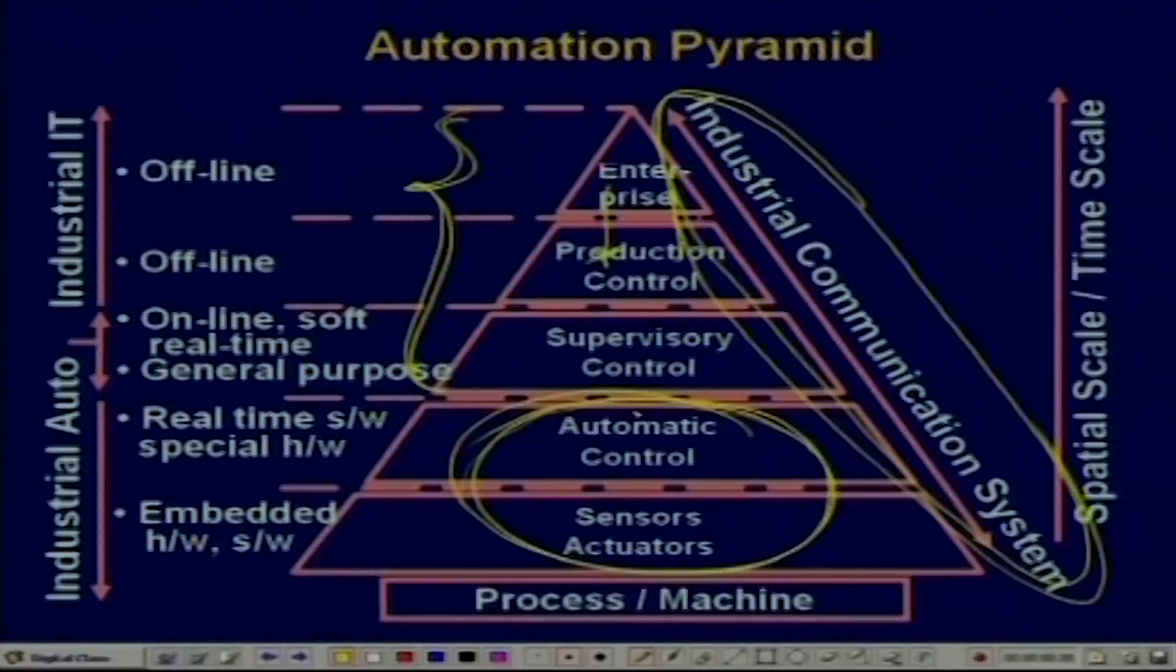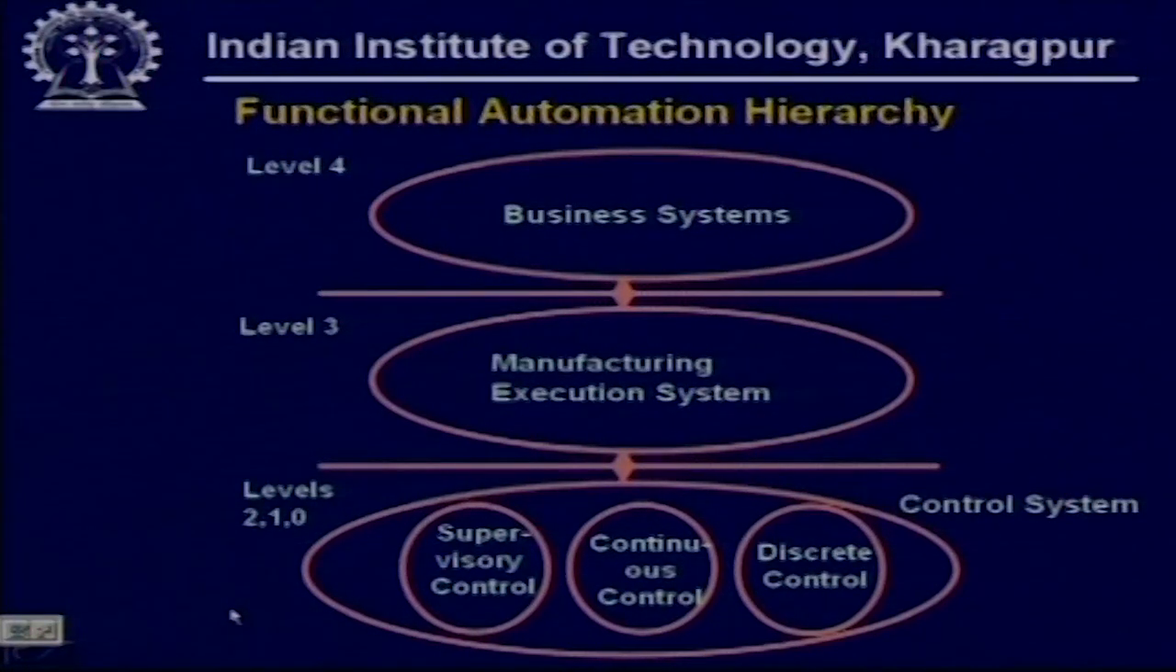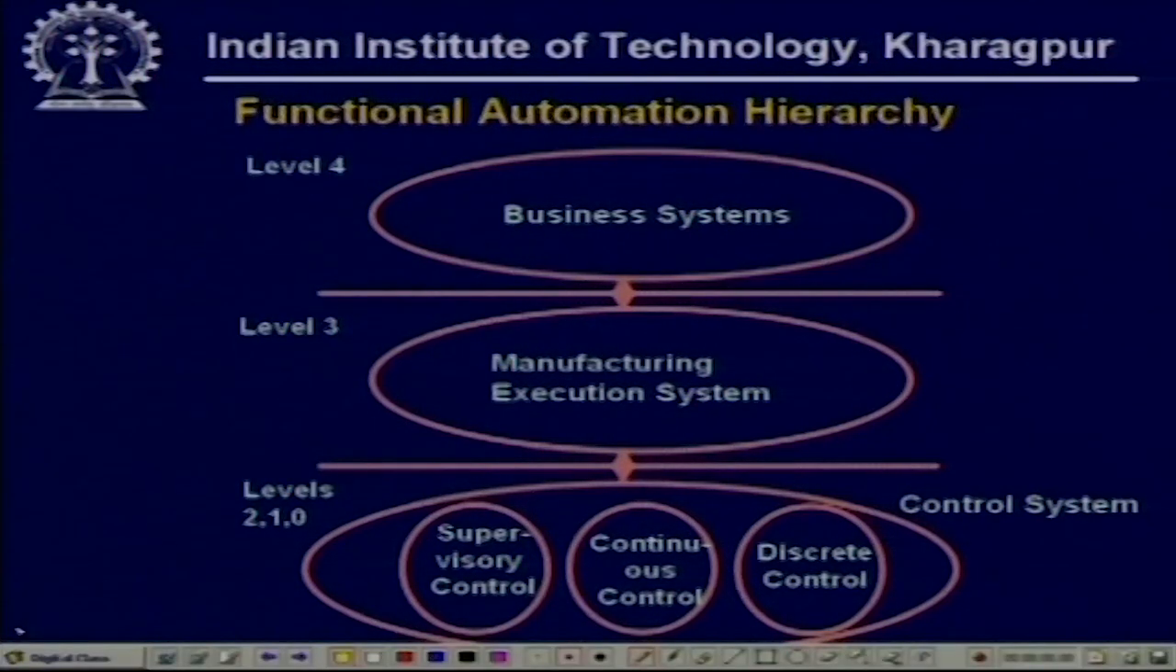So we see that this is the way complex automation systems are organized, and functionally, typically you will find that levels 2, 1 and 0 basically constitute control systems. They talk about physical dynamics, the physics of the process: heat transfer, mass transfer, signal value. So they are kind of one kind of technology. They have been clubbed, levels 2, 1 and 0, as control technologies.